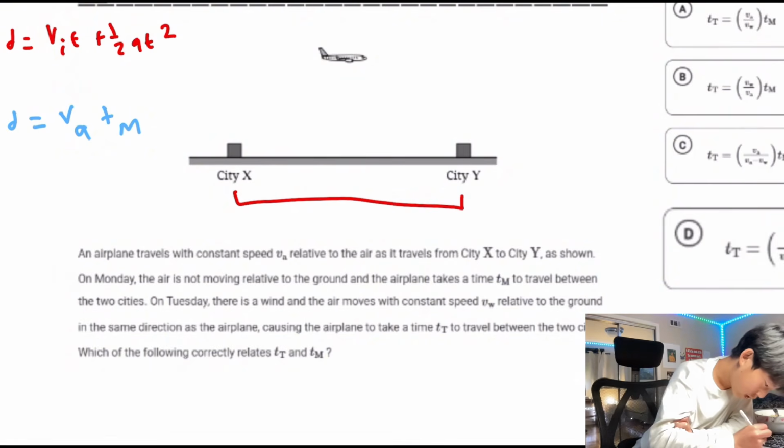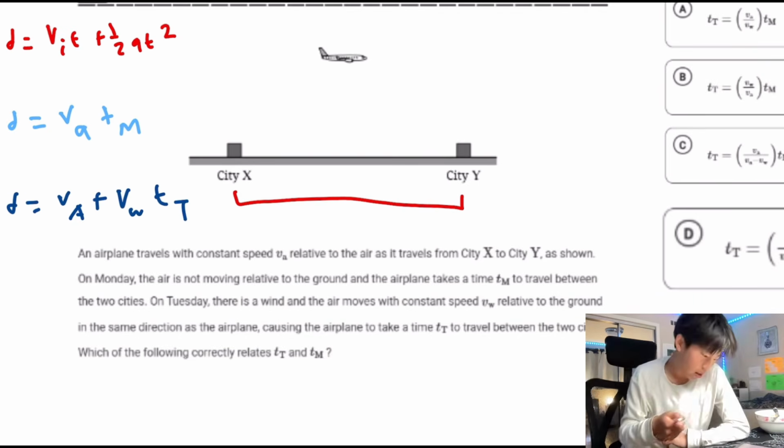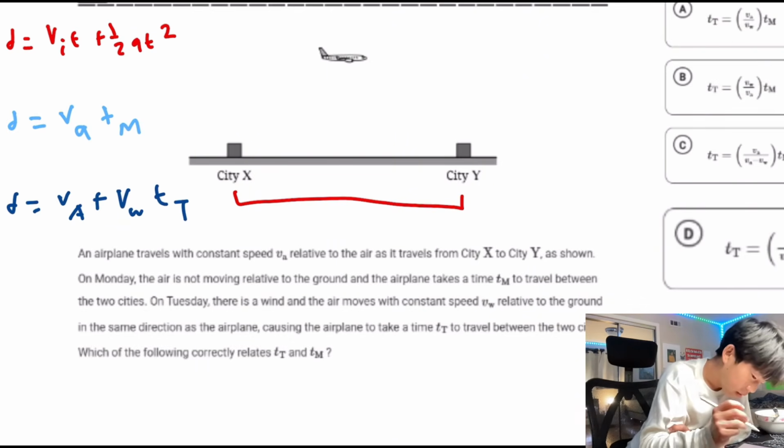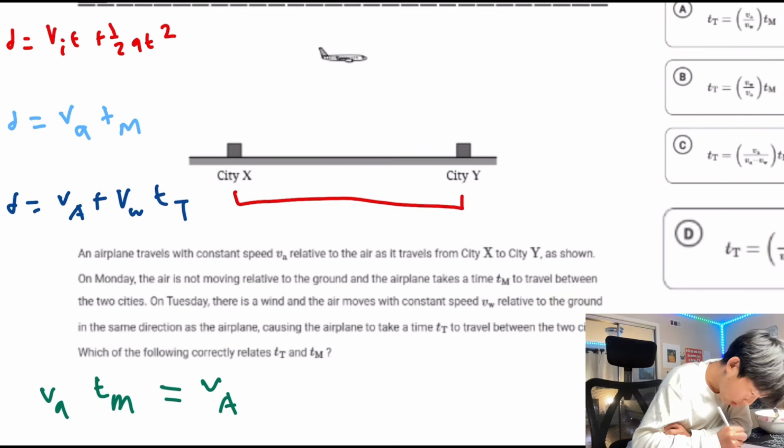So on the second day, they covered the same displacement in VA plus VW times TT. Okay, so how can we relate these two? Simple. We just need to equate them to each other. So we're going to do VA TM is equal to VA plus VW TT.